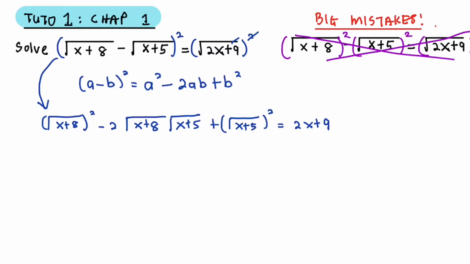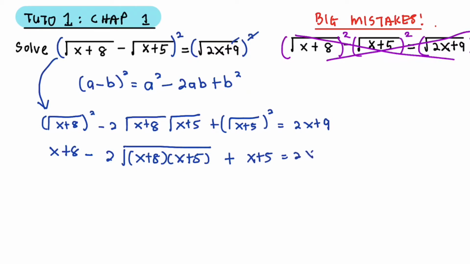Right, same goes for this one. You can cancel out, which leaves you x plus 8 minus, now a square root and a square root you can always combine together, you will get square root of x plus 8 multiplied by x plus 5, and plus x plus 5 equivalent to 2x plus 9. Then you will see there is another square root over here. So to eliminate this square root, you have to square one more time.